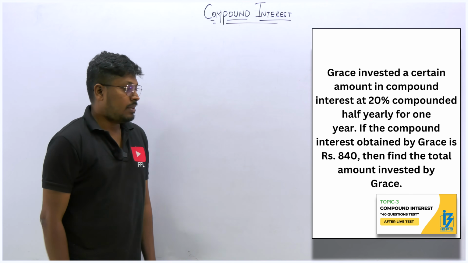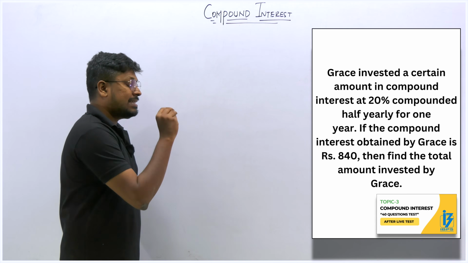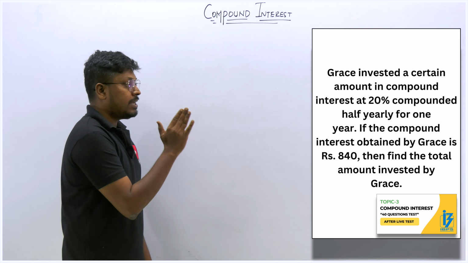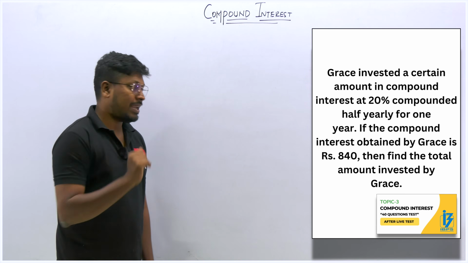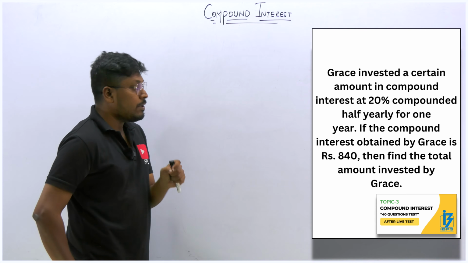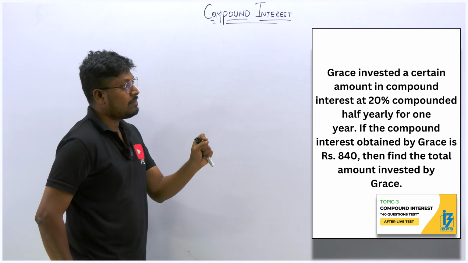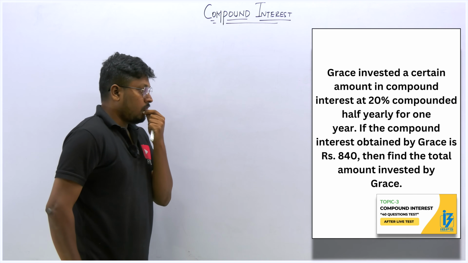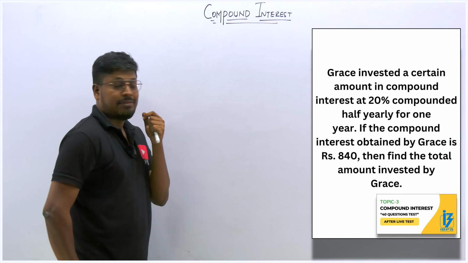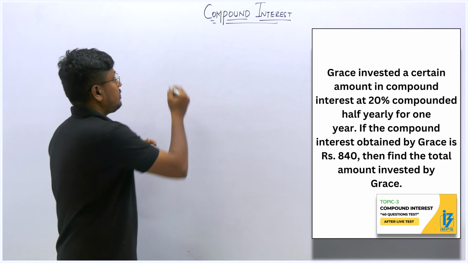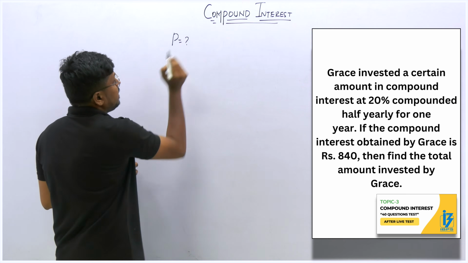Next question. Grace invested a certain amount in a compound interest at 20% compounded half yearly for 1 year. If the compound interest obtained by Grace is rupees 840, then find the total amount invested by Grace. Okay, so what is our target here? Our target is to find the total amount invested. That means our target is to find the principal here, right?